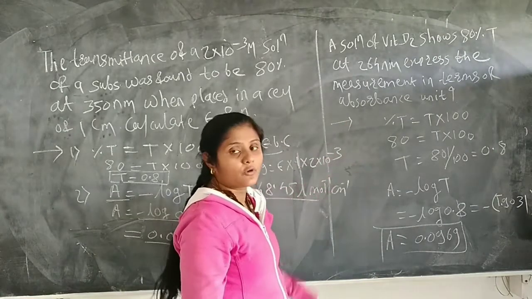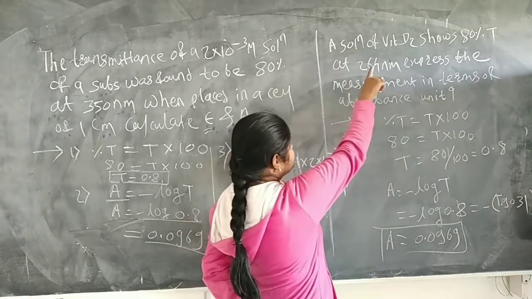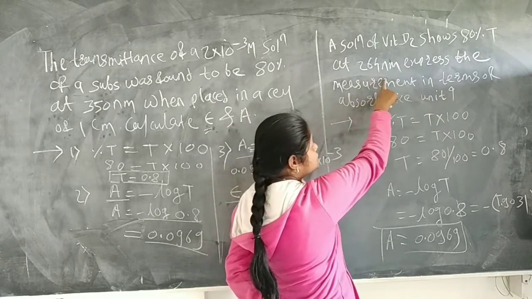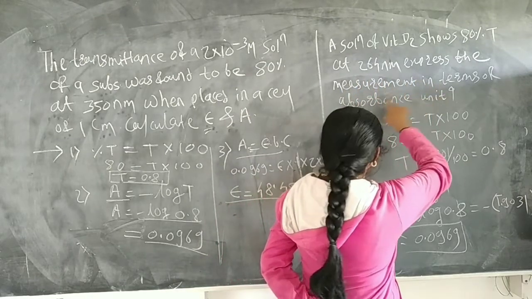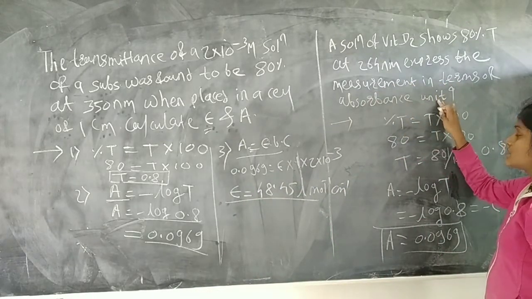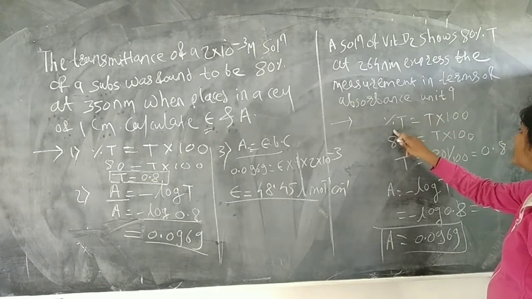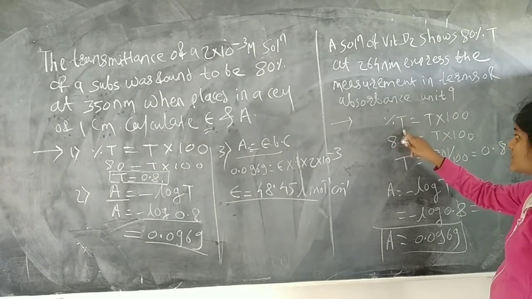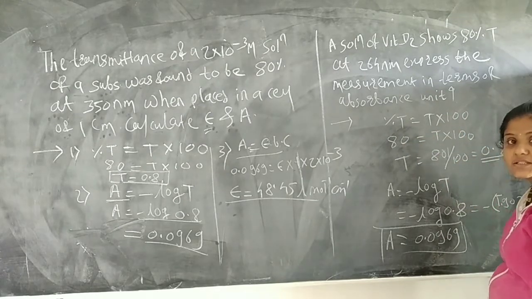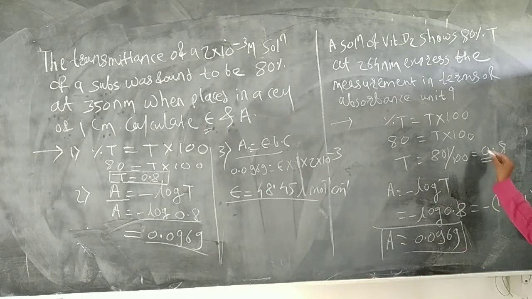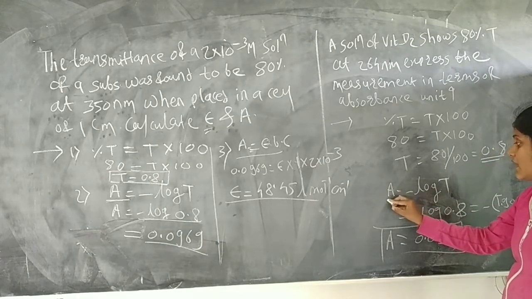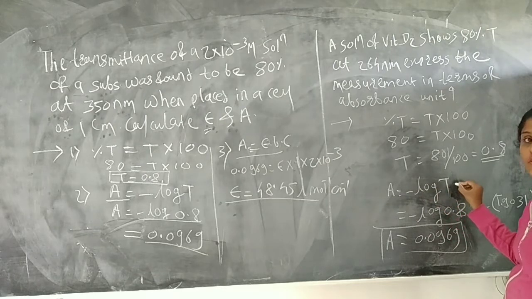Okay, the next problem from the same topic: a solution of vitamin D2 shows 80% transmittance at 264 nanometer. Express the measurement in terms of absorbance units. For this purpose, first of all, we have to find the transmittance. Percent T is equal to T into 100. After solving the equation, we get the value of transmittance as 0.8. The next point is finding the absorbance. Absorbance A is equal to minus log T.